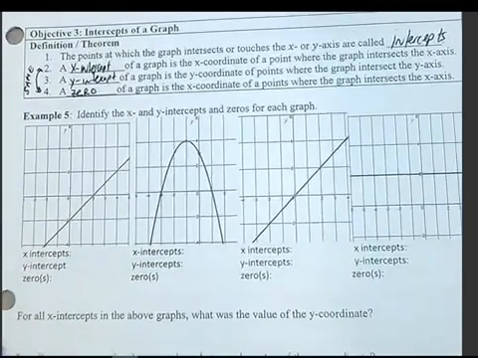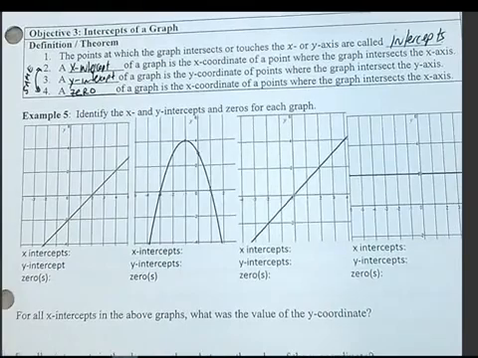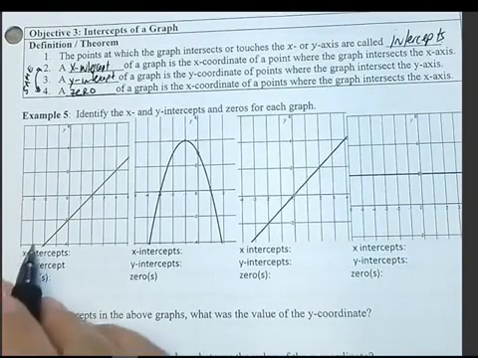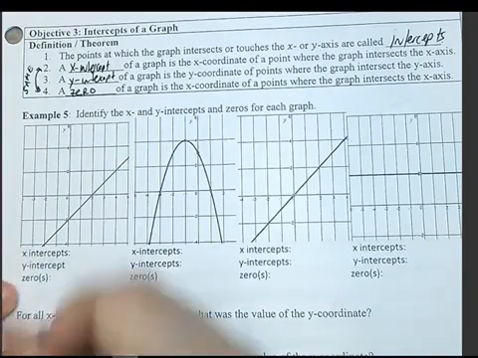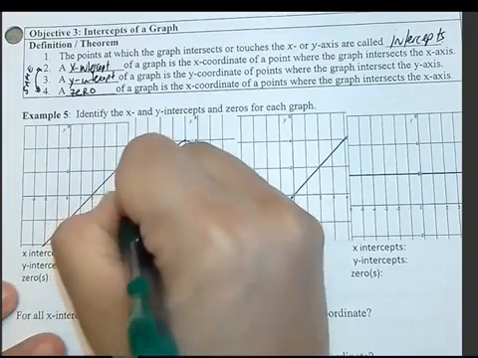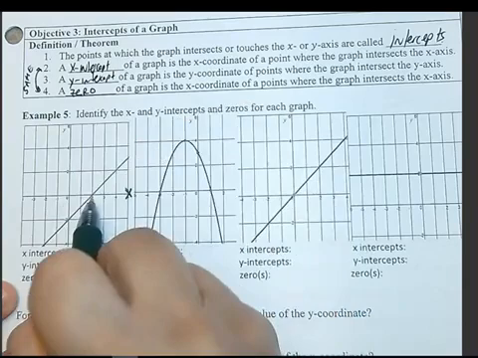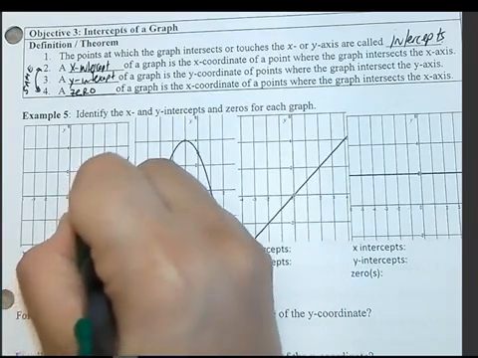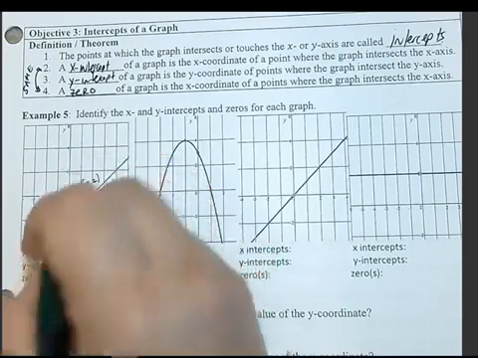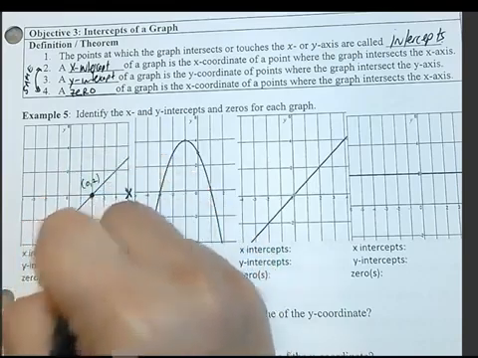So example 5, identify the x-intercepts, y-intercepts, and the zeros. So the x-intercept is where the graph crosses the x-axis. So this is my x-axis here. And notice that the graph is crossing at 2. And so this point here is 0 and 2. The y is 0, and then we have a 2.